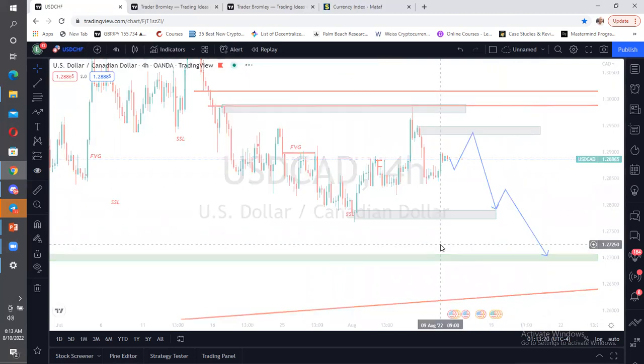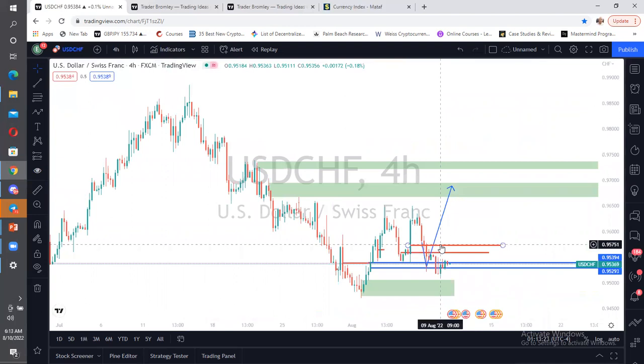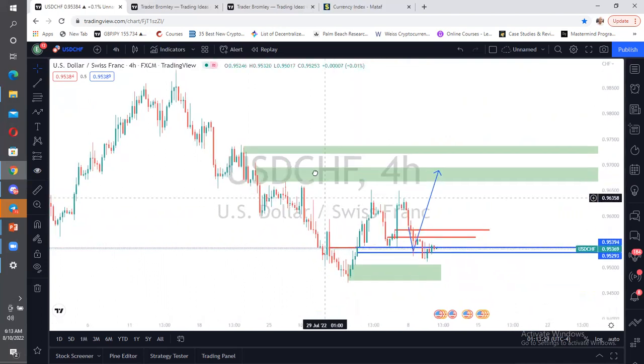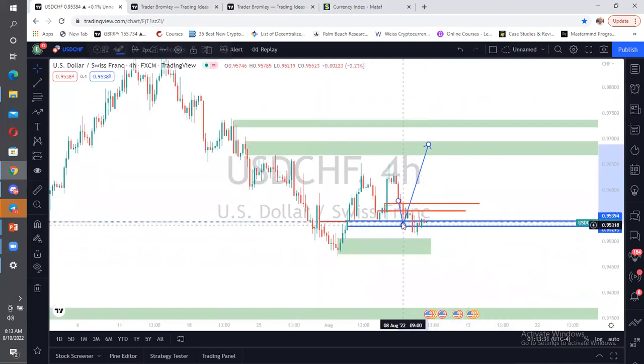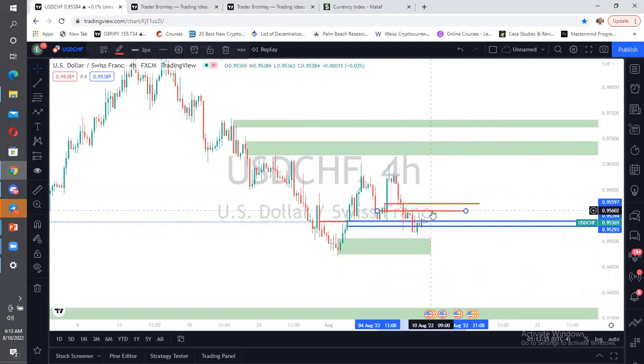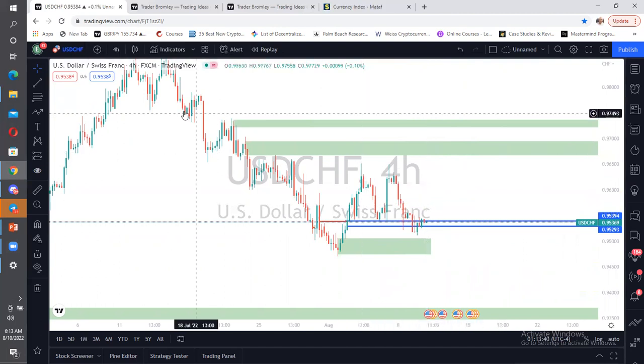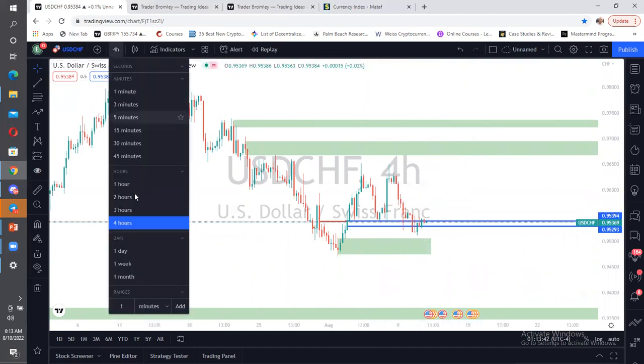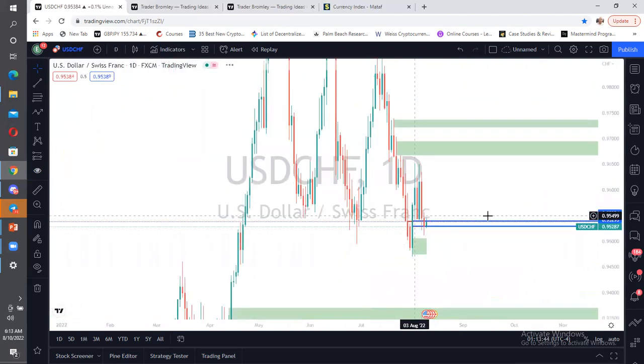Then I'm going to the next one, which is USDCHF. Based on request, someone requested GBPJPY, and we'll be doing that today. This is USDCHF, and this is the daily time frame.